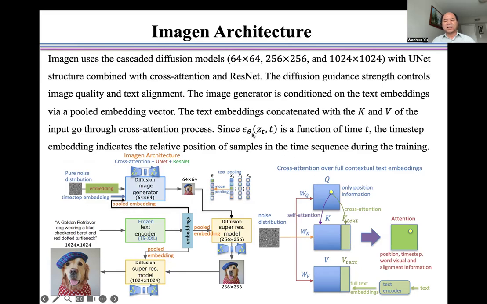Since epsilon theta is a function of time t, the time step embedding indicates the relative position of samples in the time sequence during the training.